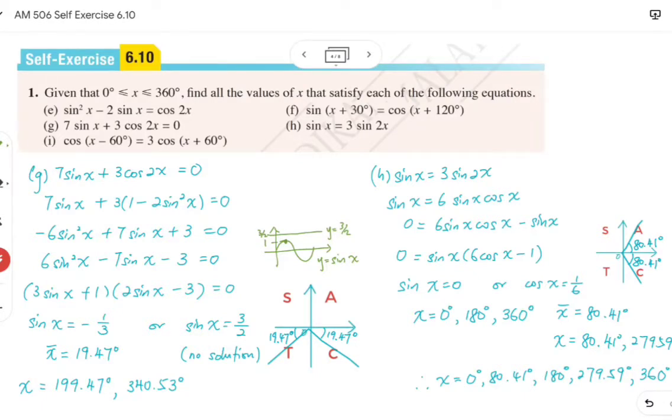H. Sine x equals 3 sine 2x. The two angles are different, right? So we expand the sine double angle.